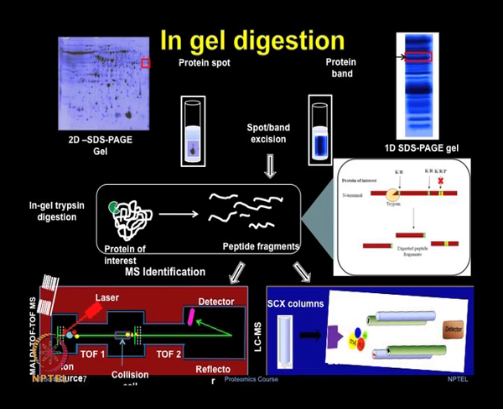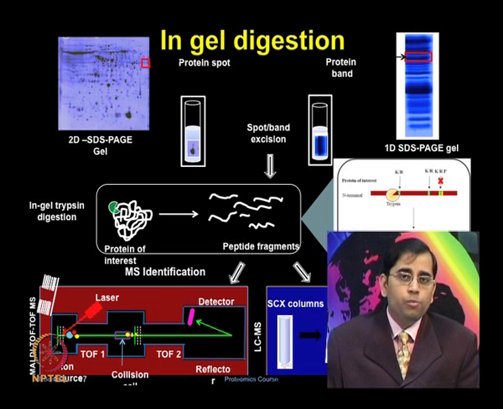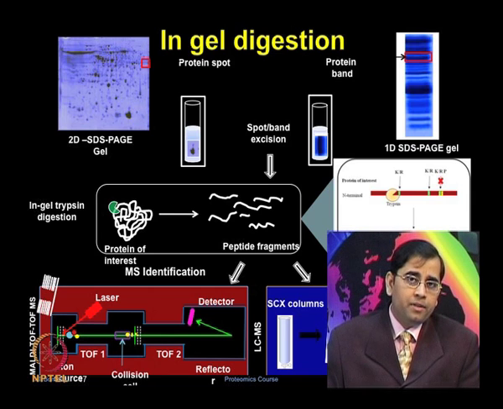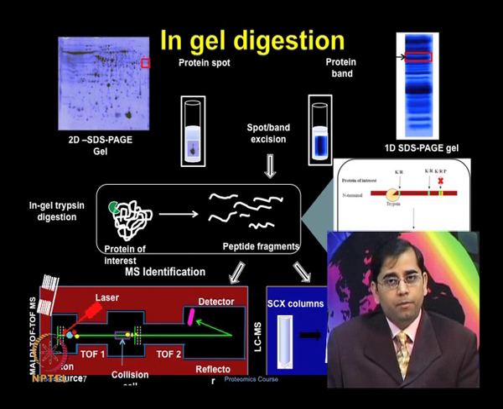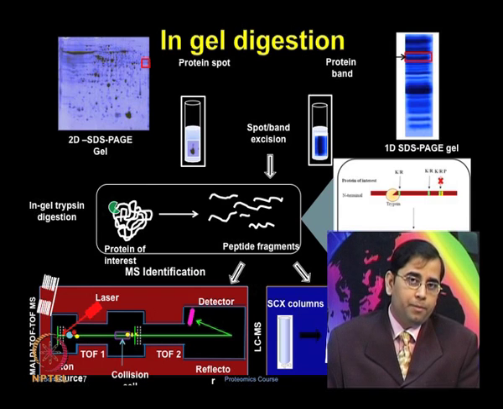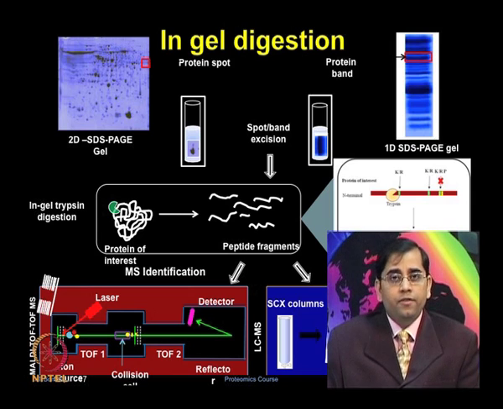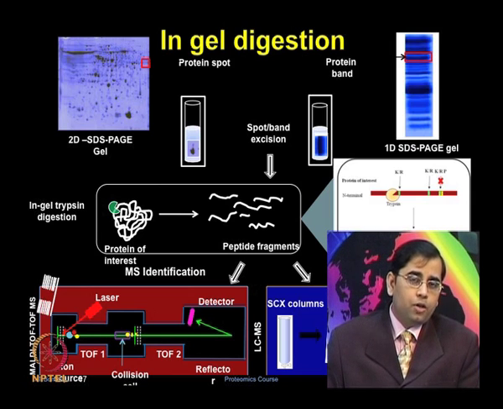This slide gives you an overview of the in-gel digestion process. We will talk in more detail about each of these steps as we go along in the next lectures, talking more specifically about specific types of mass spectrometry techniques. But today I am giving you an overview of various concepts and various steps involved in performing mass spectrometry experiments.